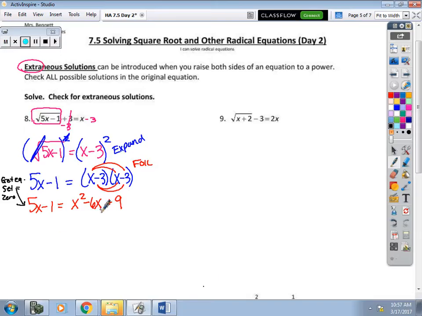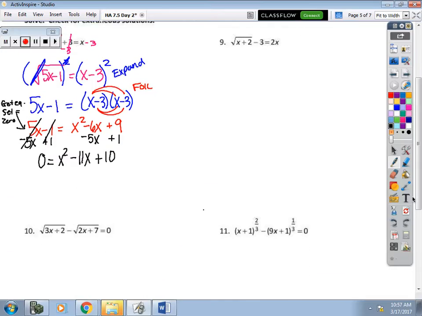So I will move the 5x and the negative 1 over using inverse. So I would subtract 5x and also add 1, so that these go to 0. And we have x squared minus 11x plus 10. So now we have a quadratic trinomial, which is factorable. So from here, we're going to factor into 2 binomials to get 2 answers. We're looking for 2 numbers that multiply to 10 and add to negative 11, so minus 10 and minus 1.